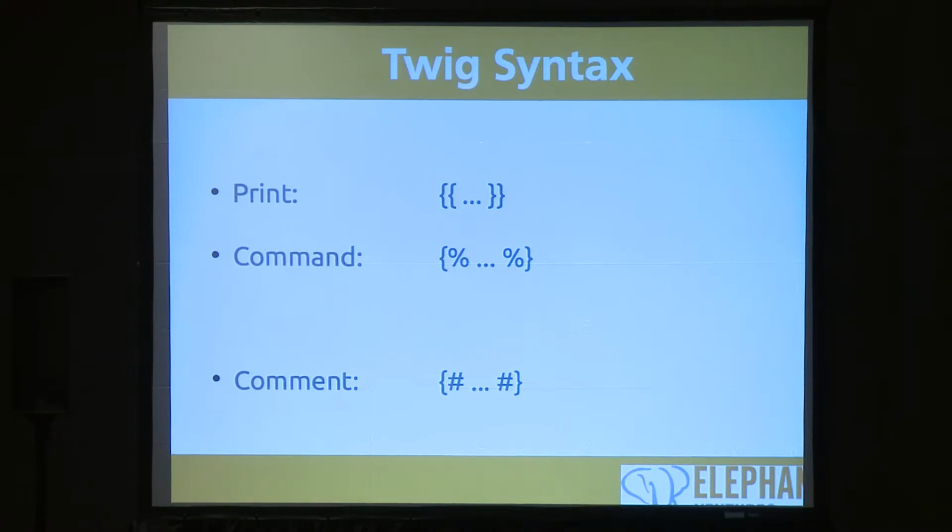I think now they're being referred to more as a print tag, a command tag, and then comments, where print simply prints the result of a valid expression onto the page. Command is your control structures, your if loops and your for loops and nested loops for iterating over things, and then comments are, well, just comments.